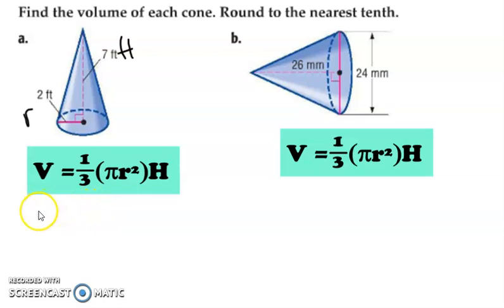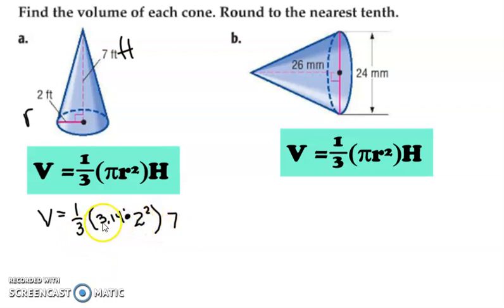So in this formula, volume equals 1/3, and then we've got pi, which is 3.14, times the radius, which is going to be 2, and we have to square it. You could write 4, but I'm going to just stick to the formula. Okay, 2 squared, and then times h. H is going to be 7. And so now we'll just go ahead and calculate it.